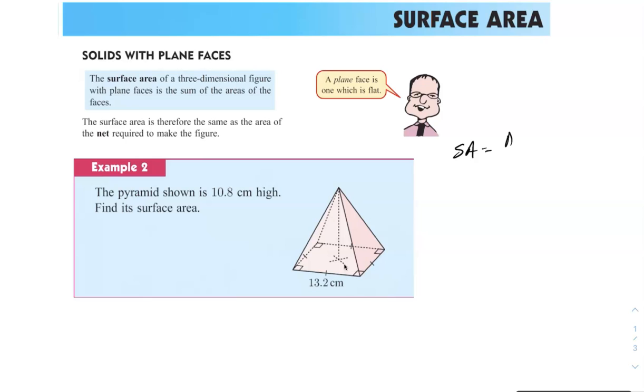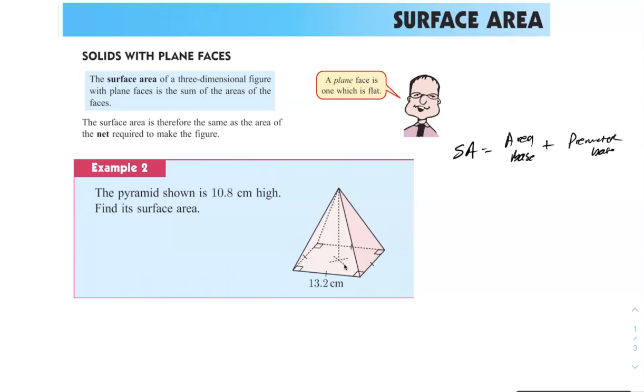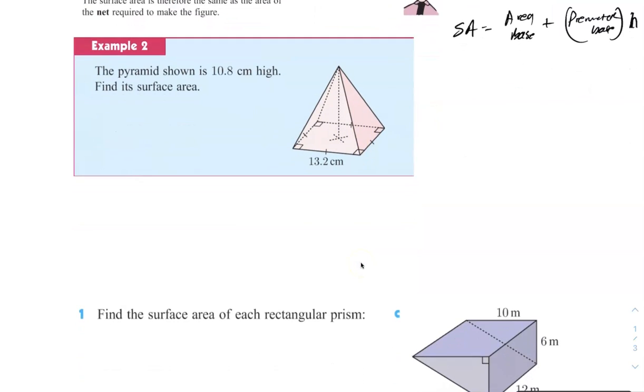is area of the base, or bases, depending on how many bases you have, plus perimeter of the base times the height. So that's the way you generally find surface area. It's like for this one right here.